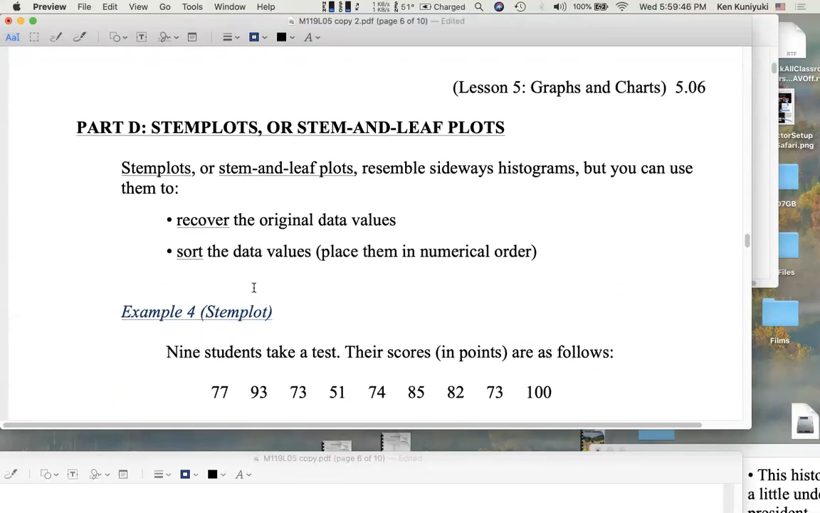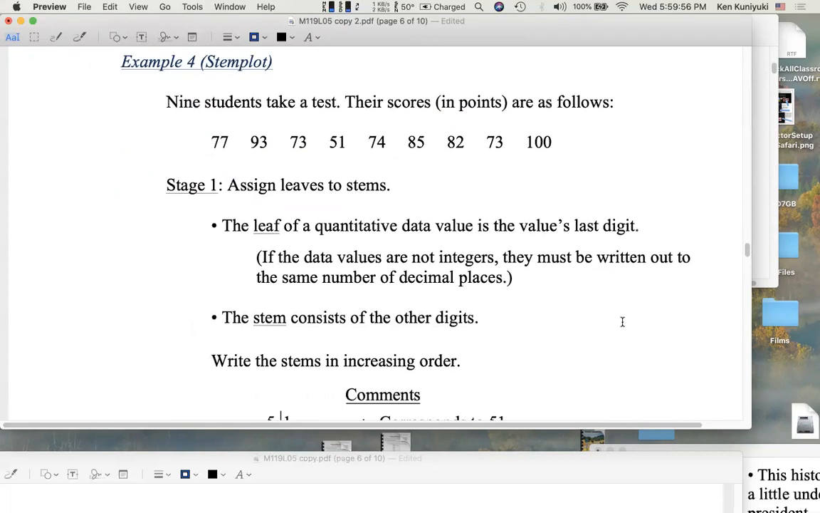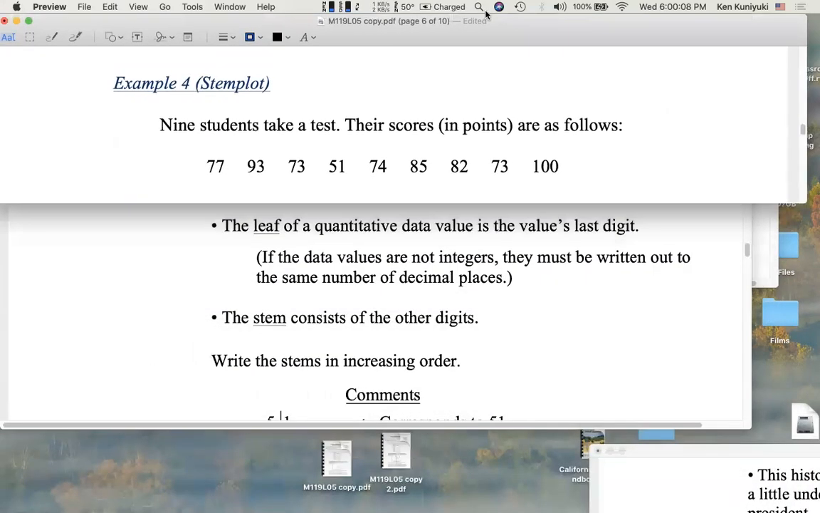So here's the idea. And also, you can have the data values sorted, putting them in the correct order. All right. So for example, 9 students take a test. Their scores and points are as follows. This is not sorted yet. Stage 1 is to assign leaves to stems. So I'll put the scores up here, by the way.